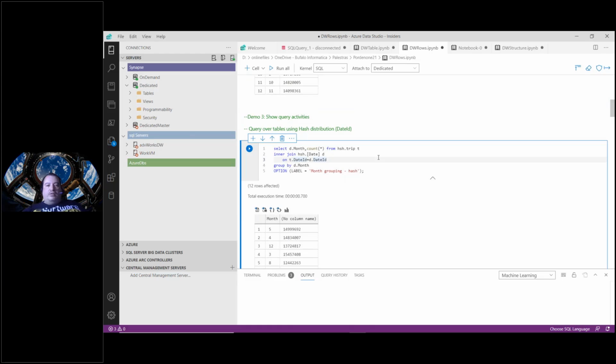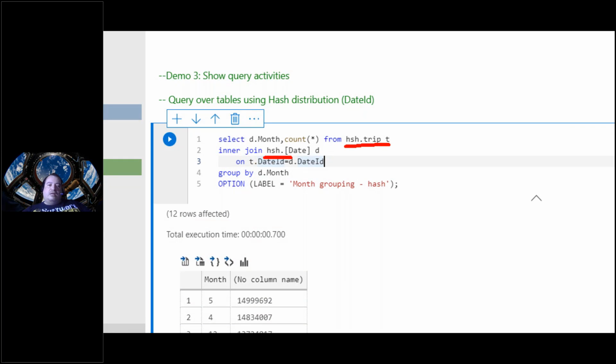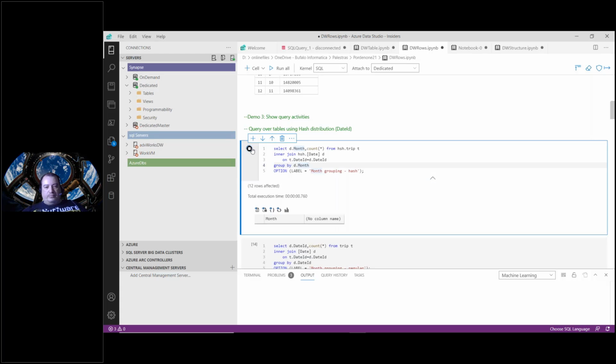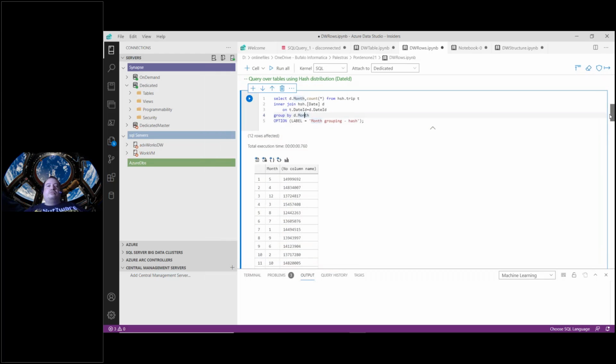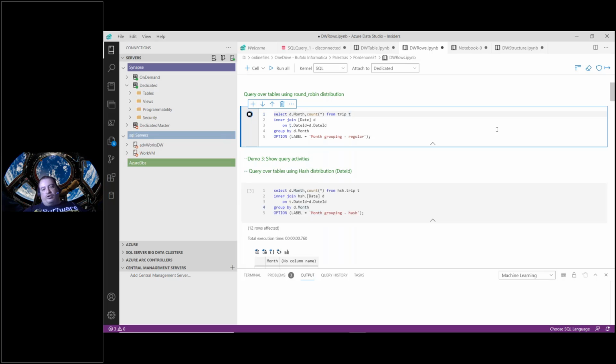Now I make the same query, but on different tables. They are the same trip table and the same date table, but I'm using a different schema because when I created these tables, I created them using hash distribution. So let me execute this with hash distribution. And the result is 0.760. So you see, the group by was more efficient using hash distribution because the hash is built on the correct tables, on the correct fields. It's more efficient with hash distribution because I chose the fields correctly.